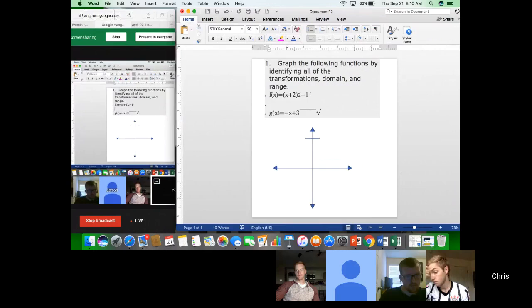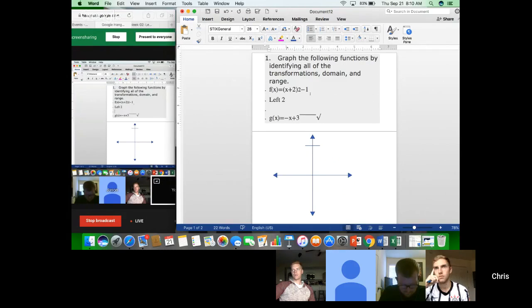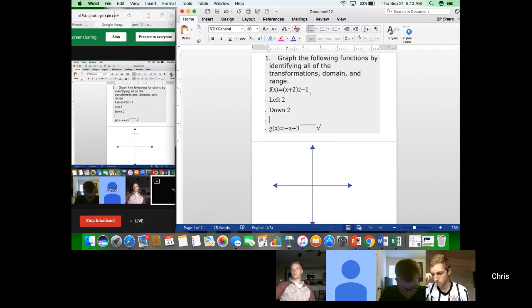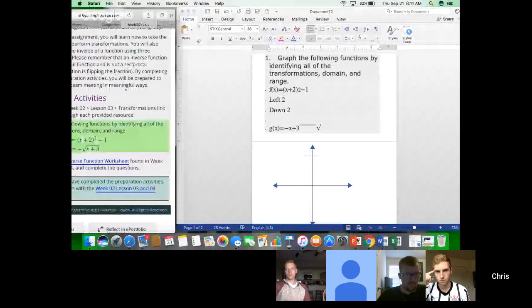So we know that inside the parentheses, it moves the graph either to the left or the right. And because it's inside the parentheses, you do the opposite. So we need to move left 2. At the end, the last thing, it's up or down, and you do exactly what it says. So you need to go down 2. And let's see. Oh yeah, and you have to double it because I think it's squared. Let me check. Yeah, it's squared.